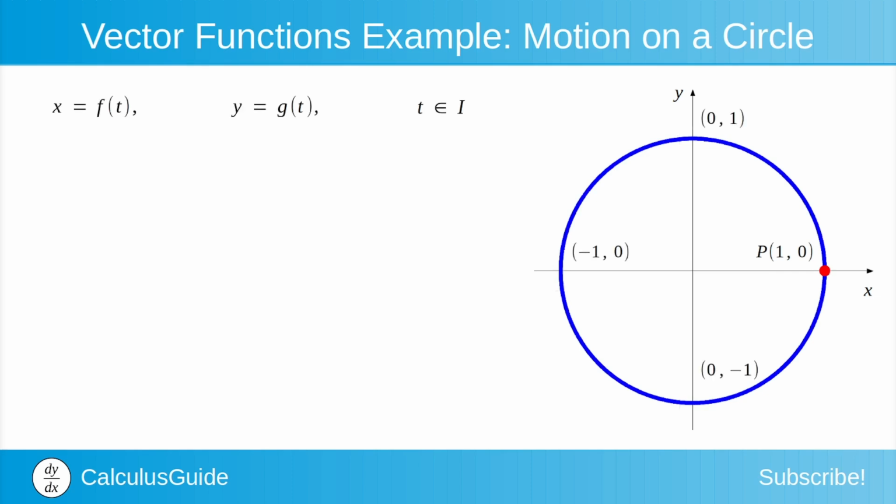We can use the equations x is equal to f of t and y is equal to g of t to describe the particle's path for values of time t on the time interval I. We can use the equation x is equal to f of t to describe the particle's position on the x-axis as a function of time. And we can use the equation y is equal to g of t to describe the particle's position on the y-axis as a function of time.